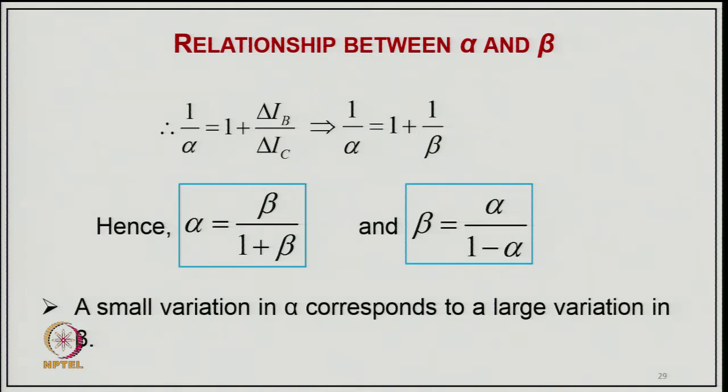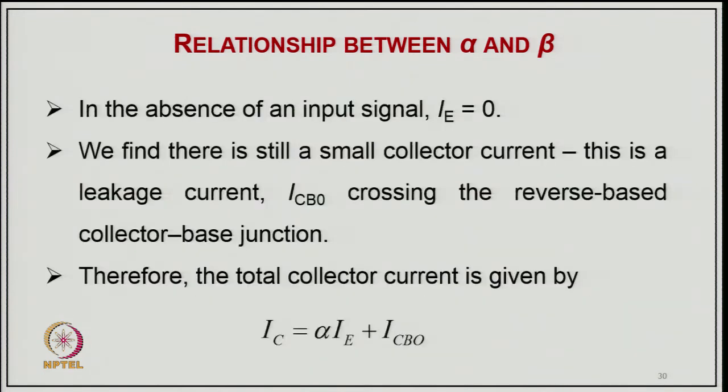So, a small variation in your alpha will correspond to a large variation in the beta, as from this expression. This is virtually a kind of double amplification because of 1 minus alpha.